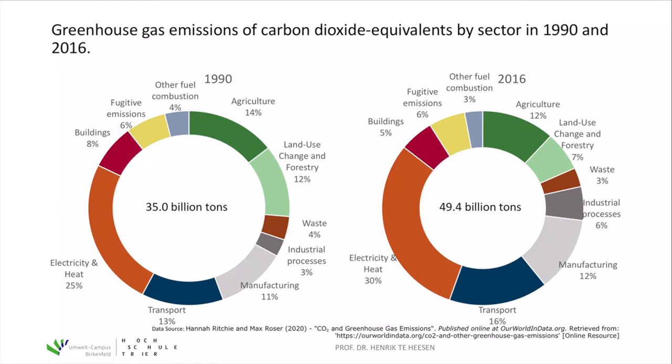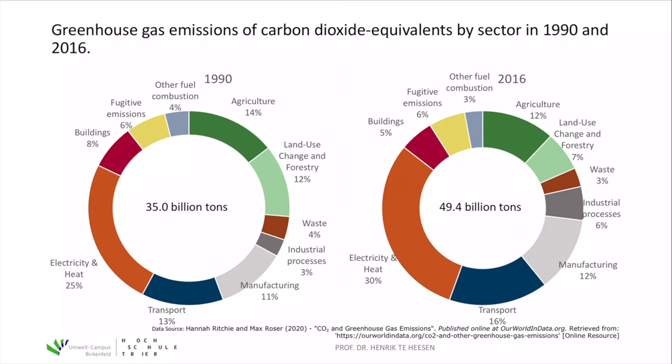On the left-hand side, you see the situation in 1990 with 35 billion tons of carbon dioxide equivalent emissions. And the situation in 2016 can be seen on the right-hand side with 49.4 billion tons of carbon dioxide equivalent emissions. What you see is, on the one hand, about one quarter of the emissions are coming from agriculture, land use change, and forestry. Compared to 1990, this share has slightly been reduced.